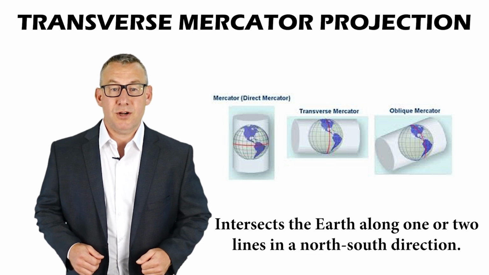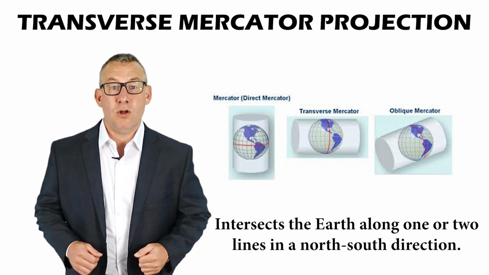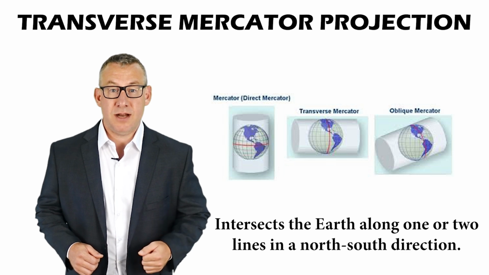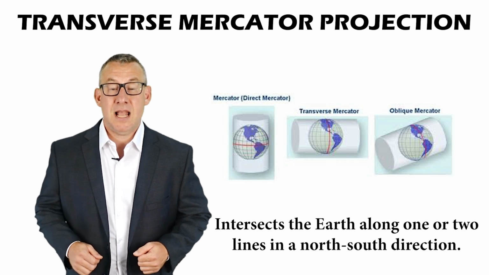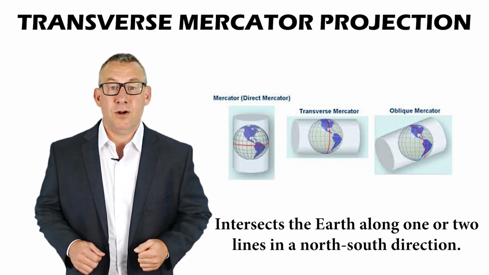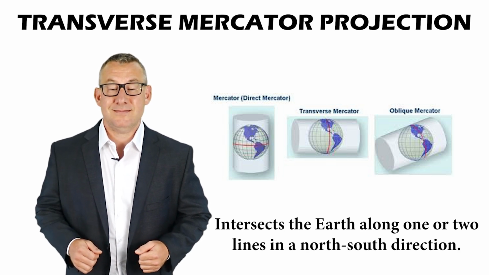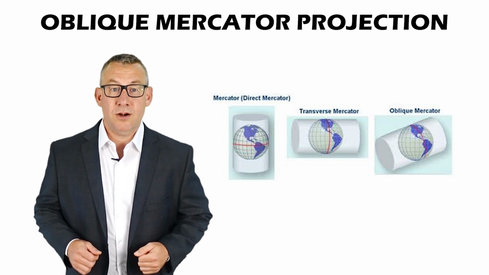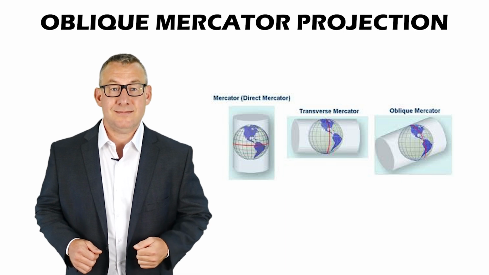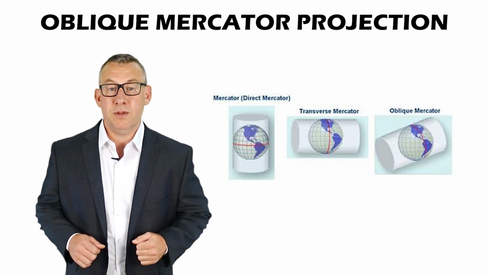The Transverse Mercator. In a Transverse Mercator projection, the cylinder intersects the Earth along 1 or 2 lines in a north to south direction. There is a band of low distortion along the meridian. In the United States, the Transverse Mercator is used to map states that are elongated in the north to south direction. The Oblique Mercator. The Oblique Mercator is an oblique cylindrical projection. Oblique projections aren't commonly used, but a GISP should be aware that oblique projections exist.